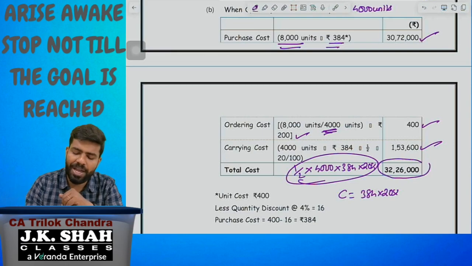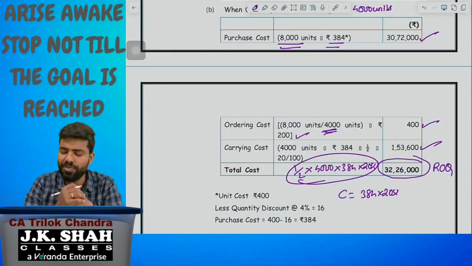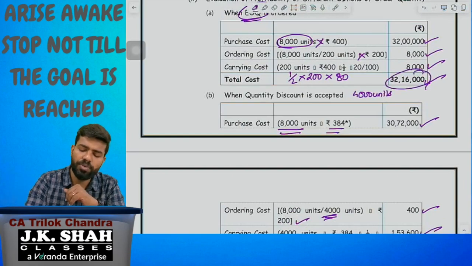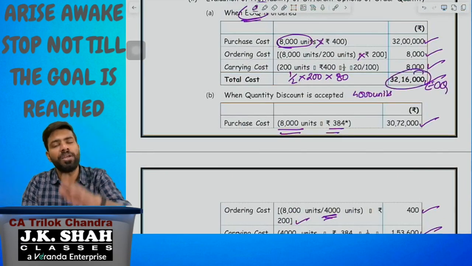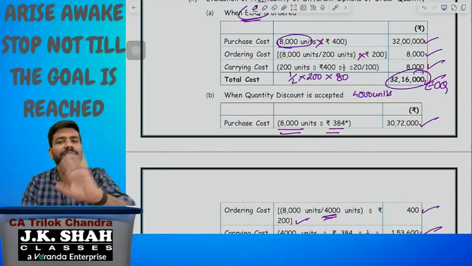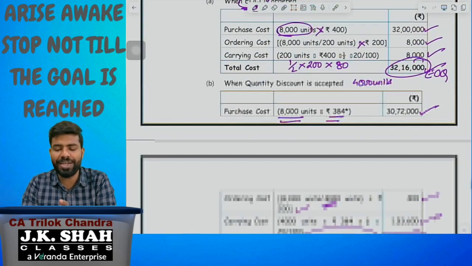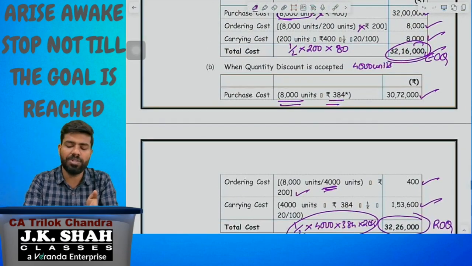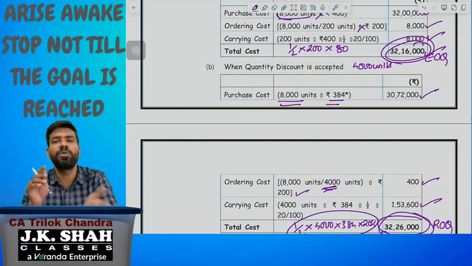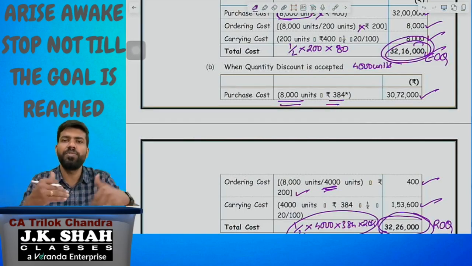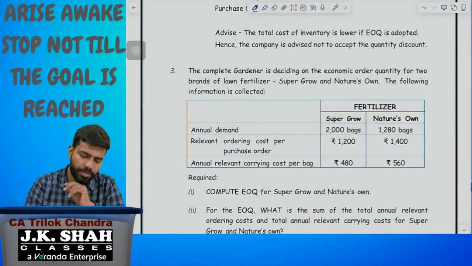Together comes to 32,26,000. So please understand, at ROQ the cost is 32,26,000. At EOQ the cost is 32,16,000. Still, which is better? EOQ is better. We'll continue with the EOQ. We will not go for the discount policy. Even after taking the discount, we are incurring more cost, by 10,000 rupees. 32,16,000, 32,26,000. We will continue with the existing policy. Clear? Okay. Now, next.